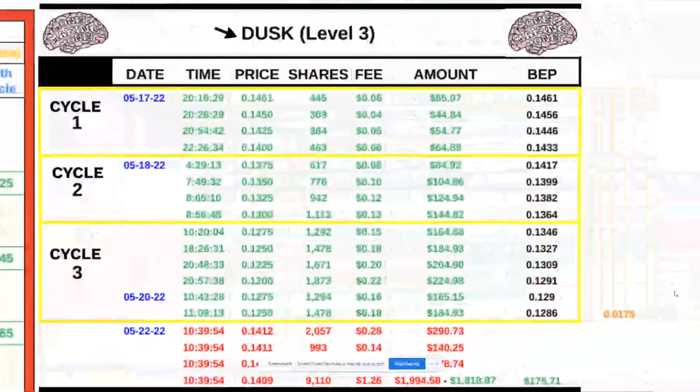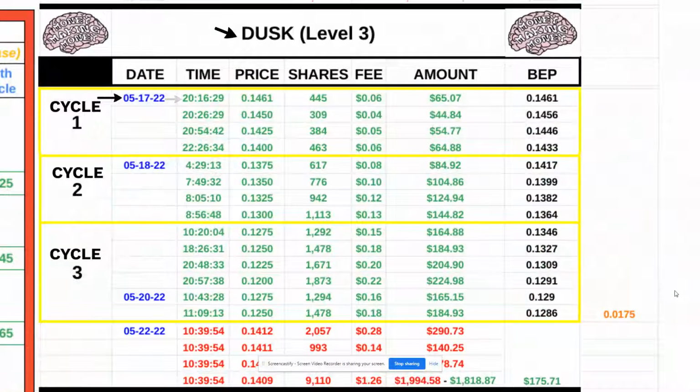So on that date, at that time, at that price point, I purchased 444, 445 shares of this particular instrument. The fee total amount was $65.07, and my break-even point was 1461. Okay, following me, buddy? So my beginning point was that 1461, right?